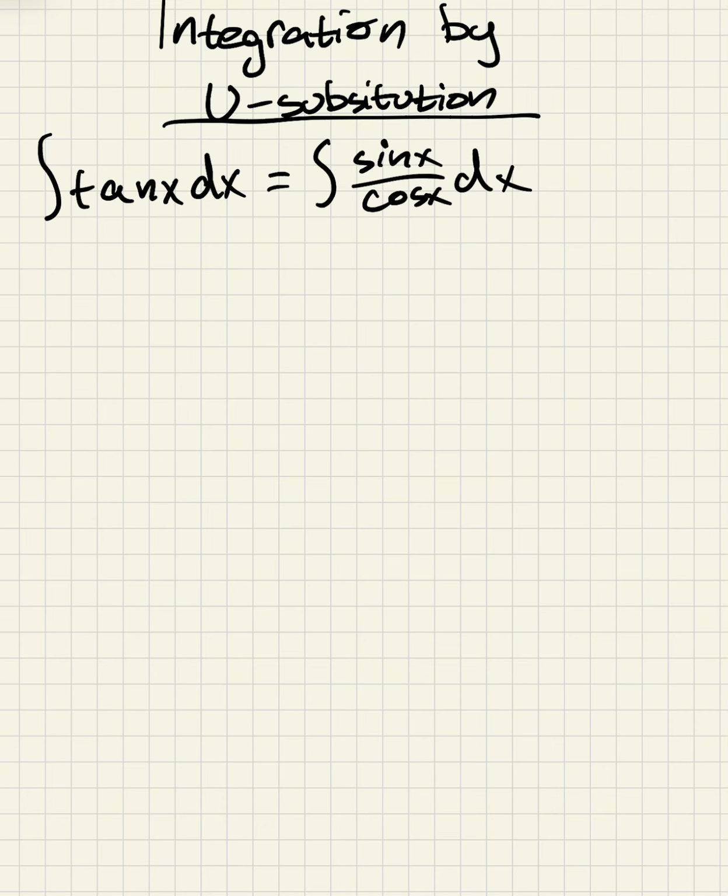We can both agree that these are equal to each other. We just re-express tangent in a different way that might be more beneficial. And if you got spoiled by the header up here, integration by u substitution is the method in which we're going to solve this. So if you don't know what u substitution is, it's pretty simple. We're just going to let u, some variable, equal something in the equation.